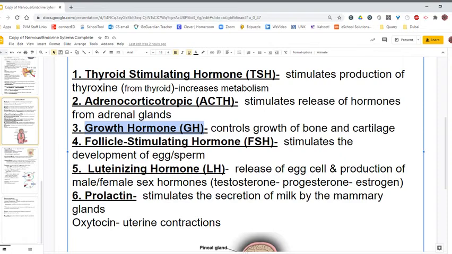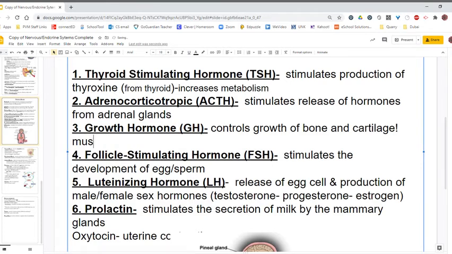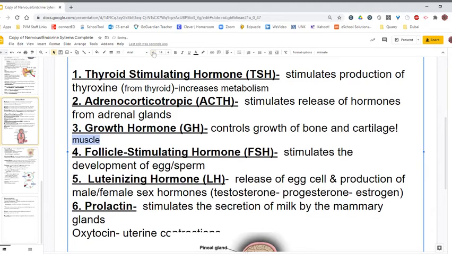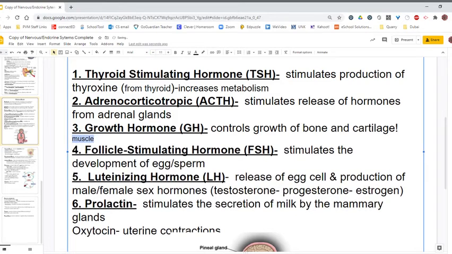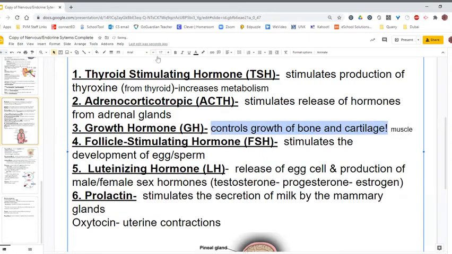Growth hormone is responsible for controlling the growth of bone and cartilage. I would ask you to also add in here muscle, right? And the reason why this is important, the reason why muscle is important is because often people will use human growth hormone to increase their muscle mass.